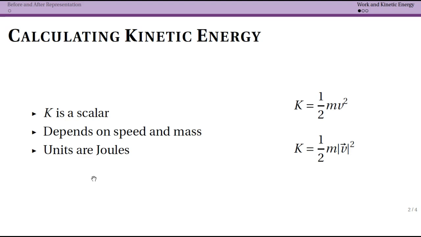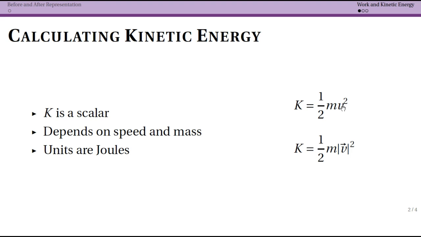The first type of energy we are going to calculate is kinetic energy. The equation is here to the right. It is 1/2 mv squared, and I've written it in two different ways to remind you that when I write v like this without a vector, that means speed. So it doesn't matter what the direction is.